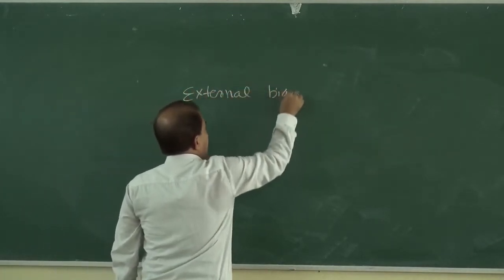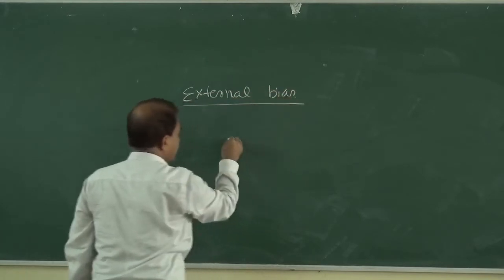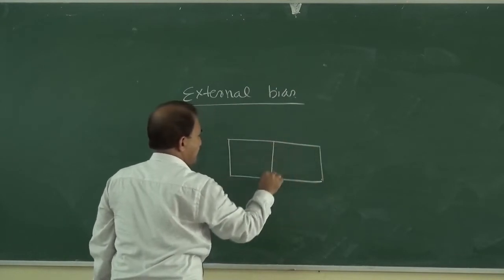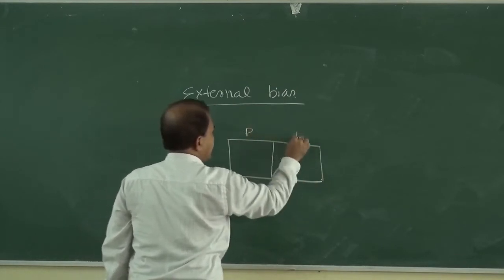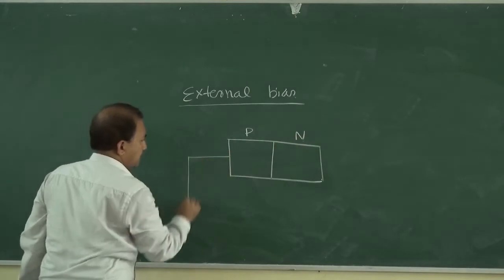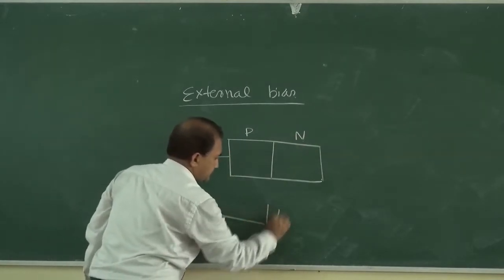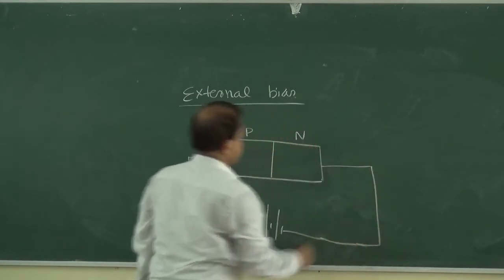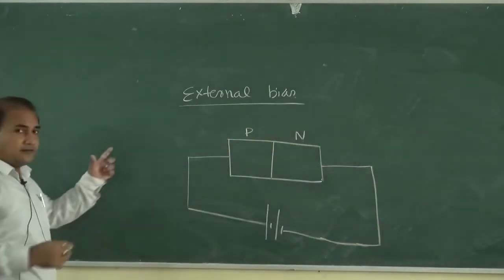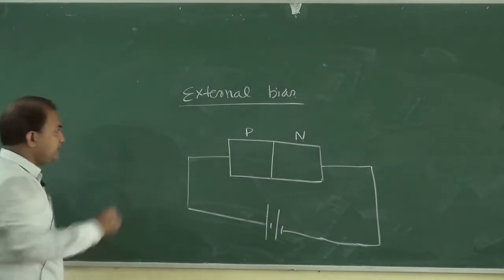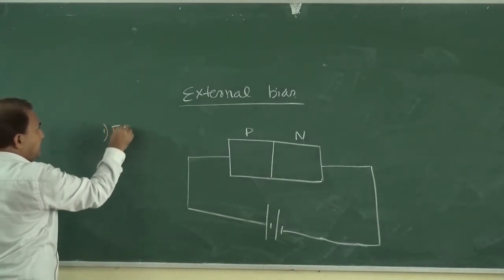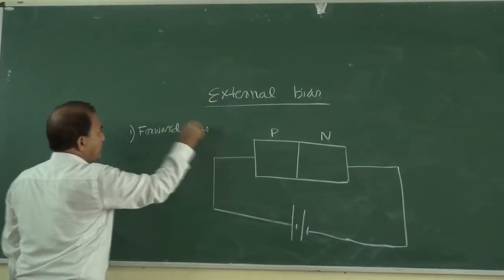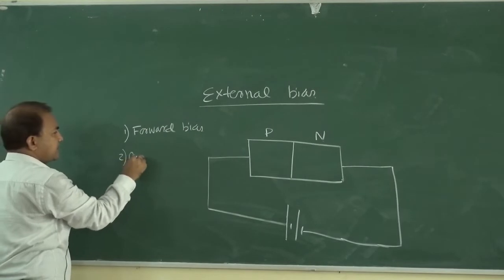External bias to a PN junction. This is P type and this is N type. There are two types of external biasing. The first one is forward bias, and the second one is reverse bias.